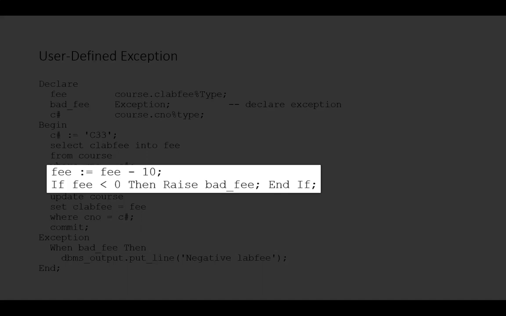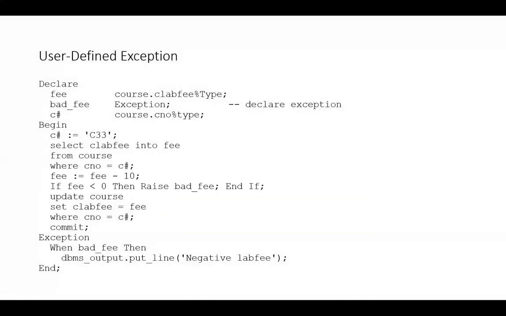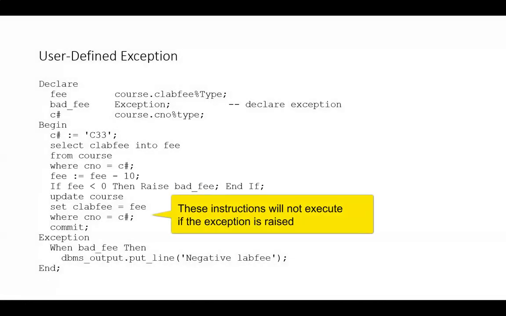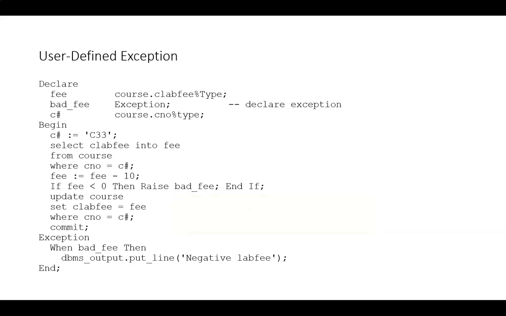If it is now negative, if it's less than 0, then we violated business policy. Therefore, we raise bad fee. We throw the exception. The update statement and the commit statement that follow the if statement will not be executed if we actually raised the exception. However, if the fee had not gone negative, then the update and the commit would be successful, and that would terminate execution of the program.